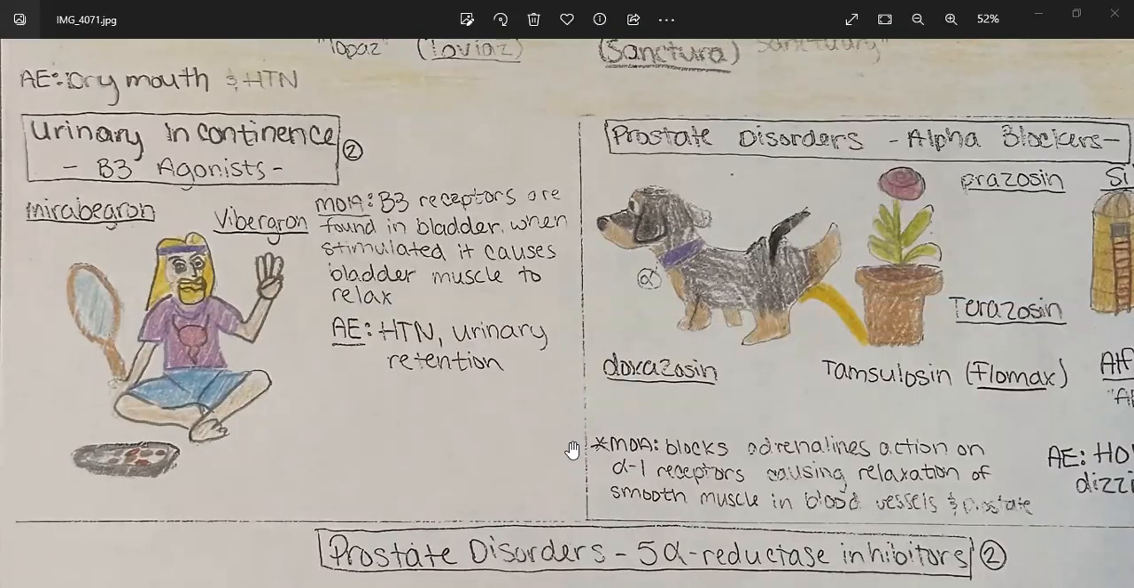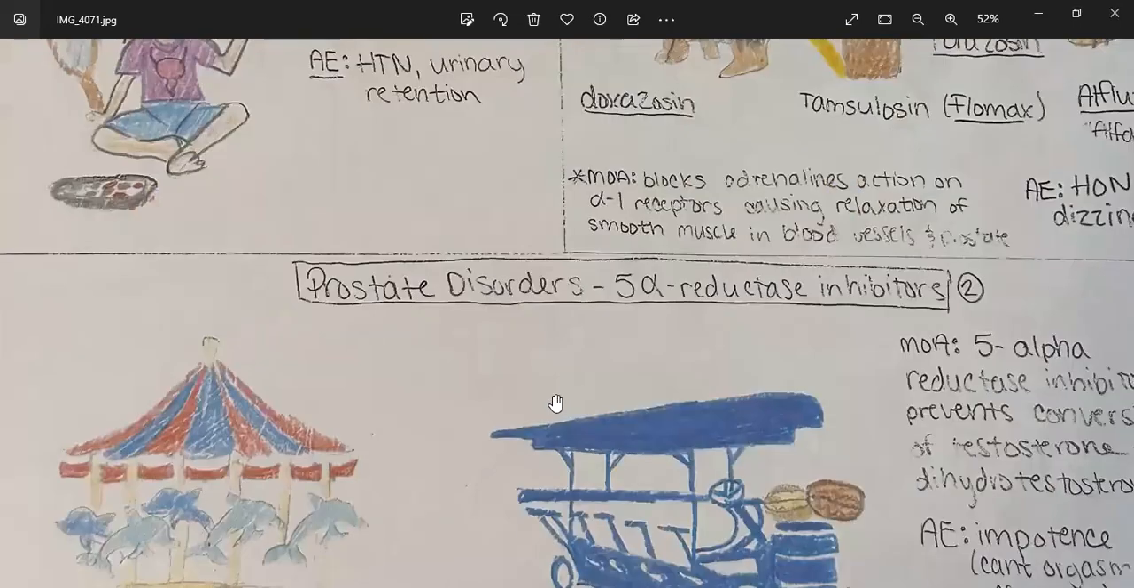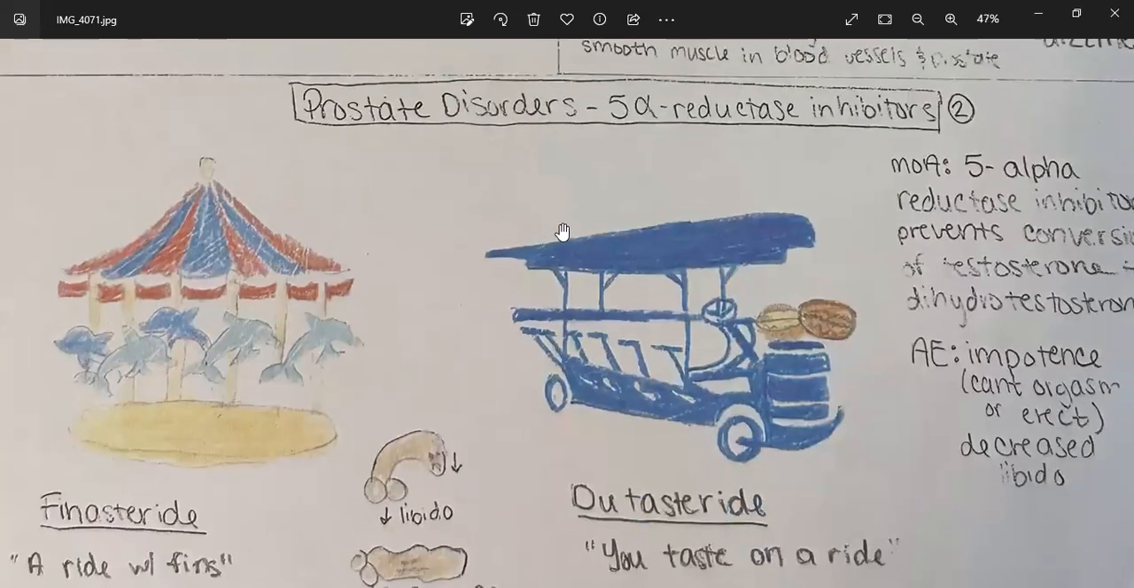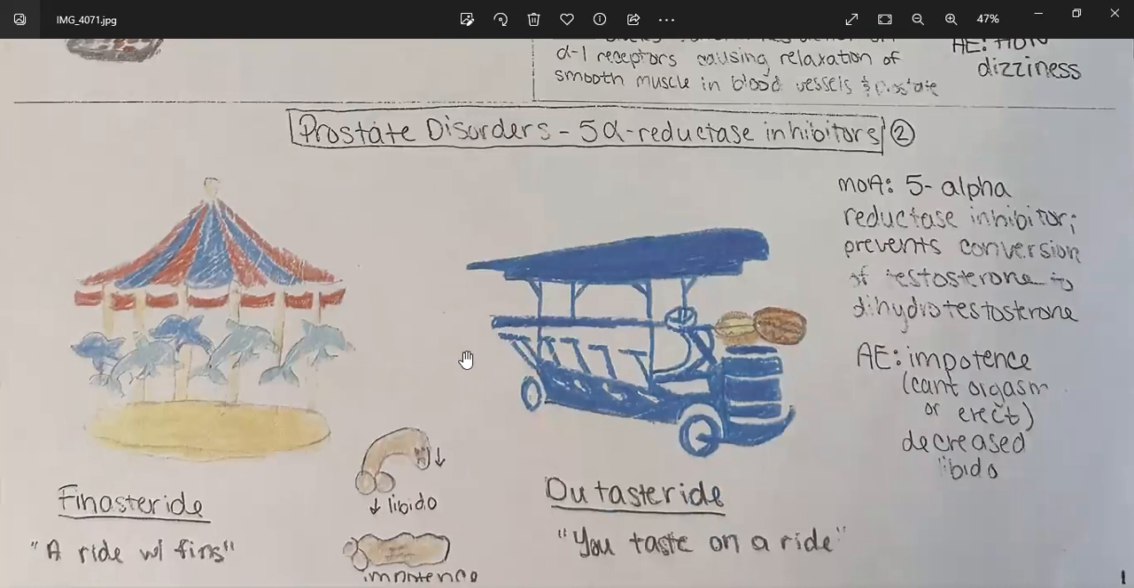So next I'm going to move on to following the PowerPoint. It's drugs for prostate disorders, and I'm going to skip this picture just for a moment, and we're going to move to our 5-alpha reductase inhibitors. The MOA for these is that they are going to inhibit the enzyme 5-alpha reductase, which therefore prevents the conversion of testosterone to dihydrotestosterone, which is responsible for prostate enlargement. So when we inhibit 5-alpha reductase, the prostate will no longer enlarge.